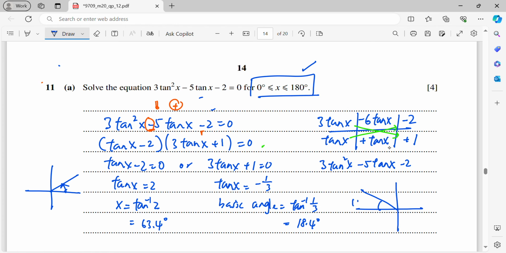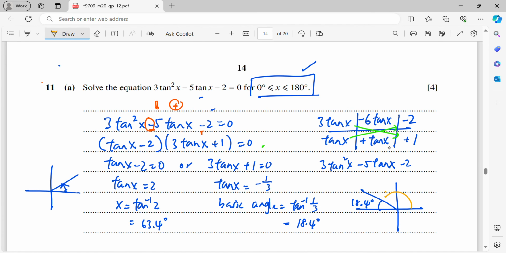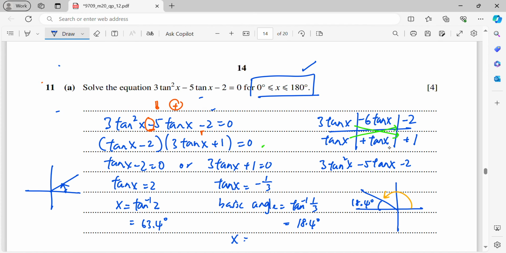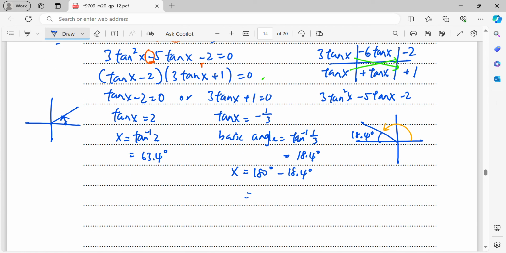So this is 18.4, and now our angle is the alternate angle. It means that your x will be 180 degrees minus 18.4 degrees, and this is going to be 161.6 degrees. So the solution will be 63.4 degrees and 161.6 degrees.